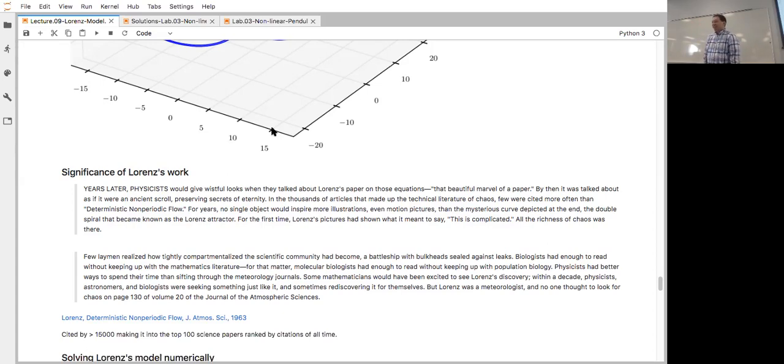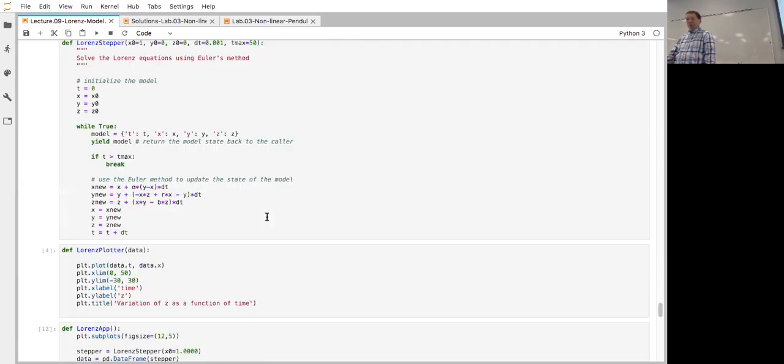So if you're ever interested, it's not actually that hard a paper to read. It was published in 1963 in the Journal of Atmospheric Sciences, and it's one of the top 100 papers ever cited, ever. This is where he solved this set of equations and introduced this idea of the butterfly effect and chaos, the beginning of a field of science all the way through.